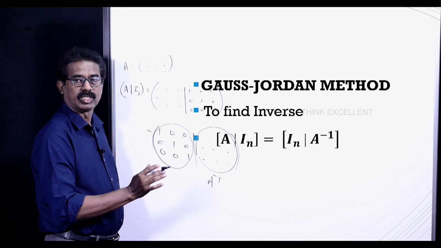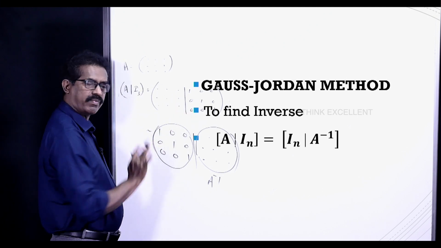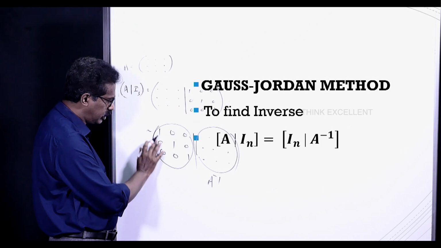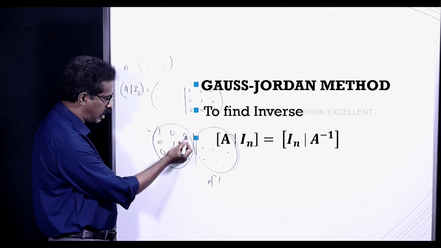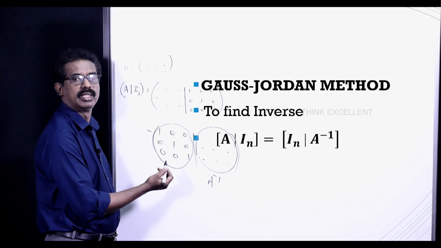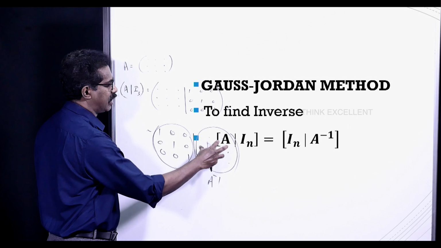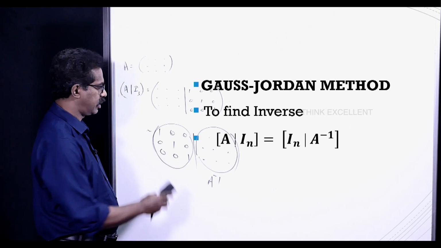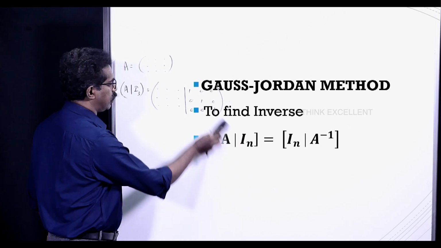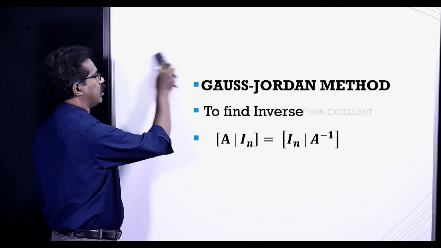Use elementary transformations, reduce it into echelon form first. After reducing into echelon form, you make these numbers also zeros. Then what you get here at that time, the resulting matrix here, that is A inverse. Okay, that's the theory part we studied today. Based on this only, we are going to do sums.